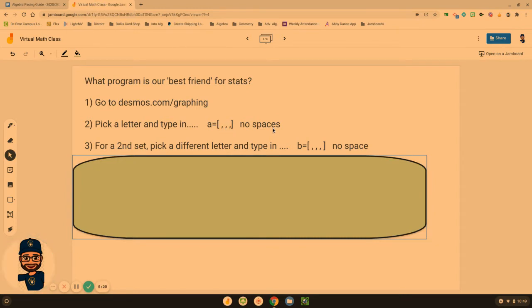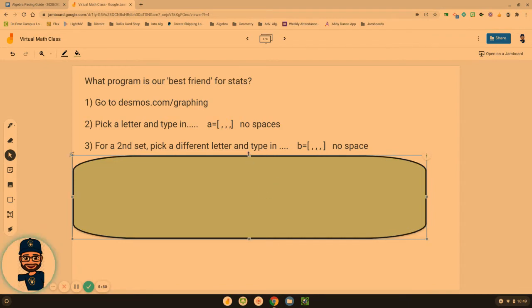No spaces. And if we have a second set that we want to compare, we're going to do a second set on a new line, and we're going to type in a different letter. It's got to be a different letter than what you used in the first one. B equals bracket number, comma, with no spaces. Okay, so we're going to put those sets in just like we did in the past.